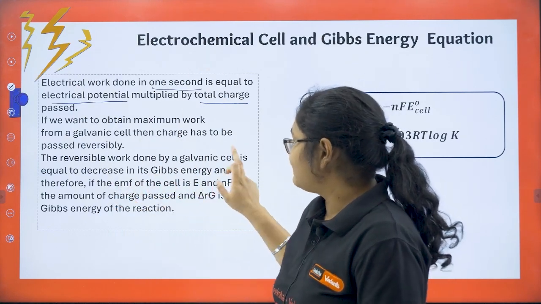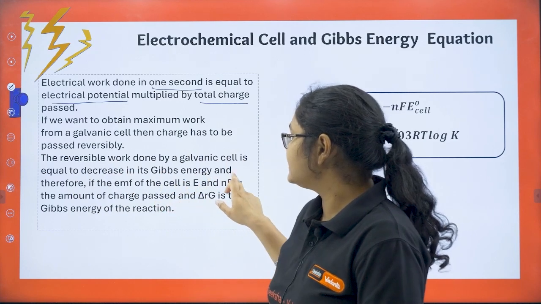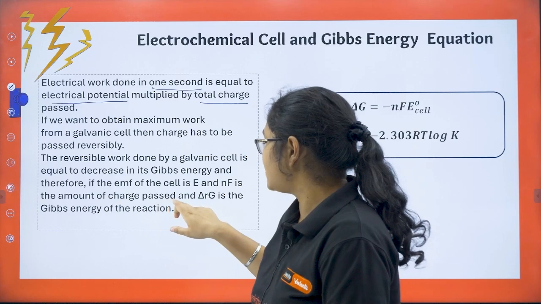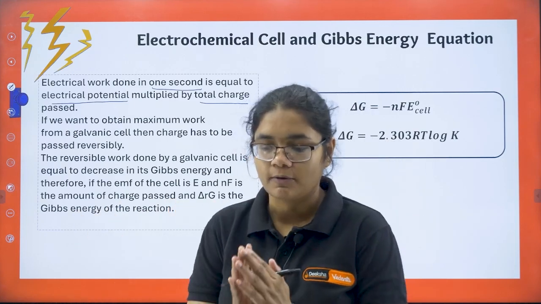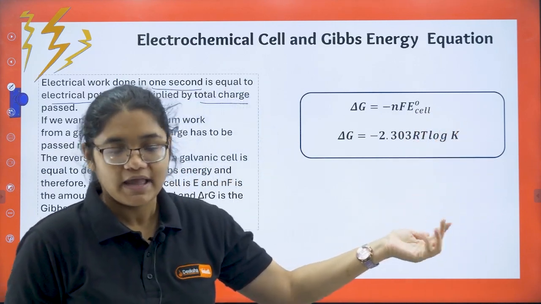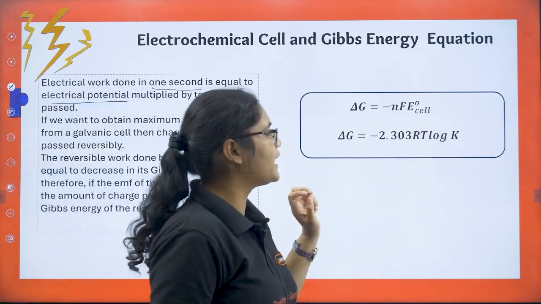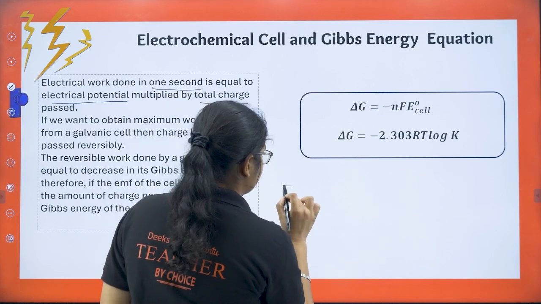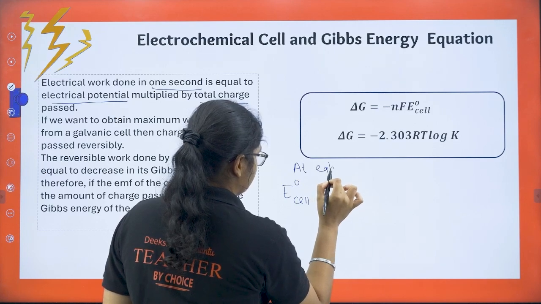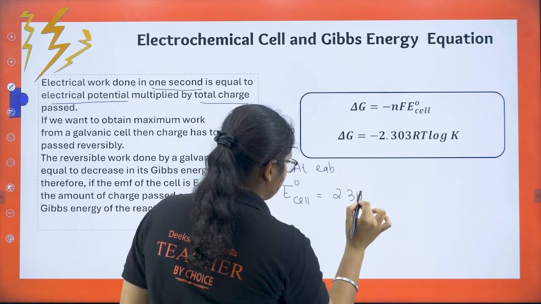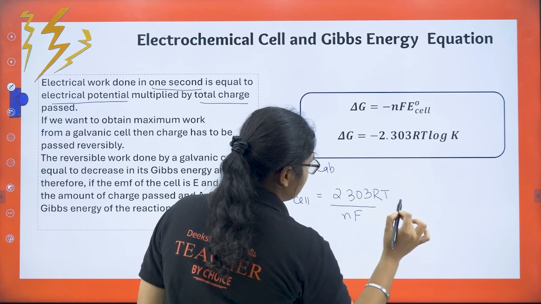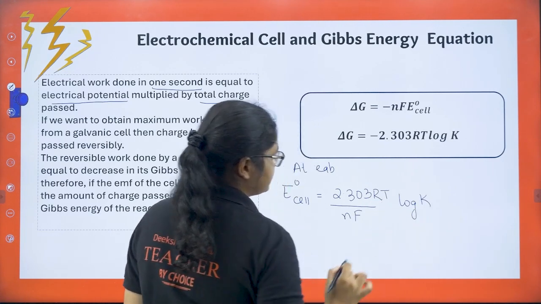The reversible work done by a galvanic cell is equal to the decrease in Gibbs free energy. Therefore, it is the EMF of the cell, and nF is the amount of charge passed, and delta G of the reaction. So from here we get a formula, delta G is equal to minus nF E naught of the cell. And from the previous one, what I have found out is E of the cell at equilibrium. At equilibrium, E naught of the cell is equal to 2.303 RT by nF log of K.